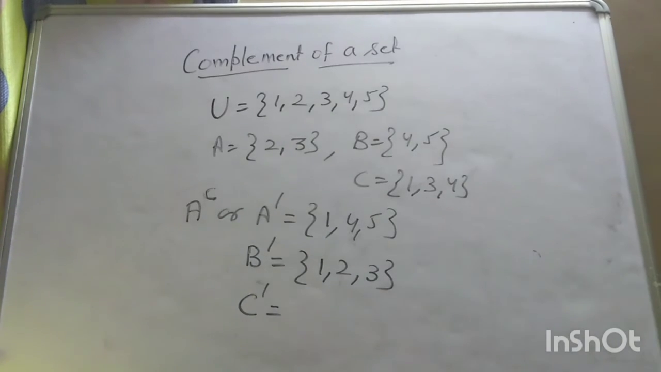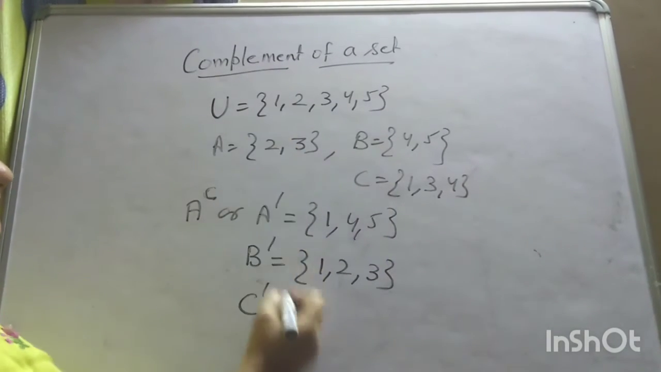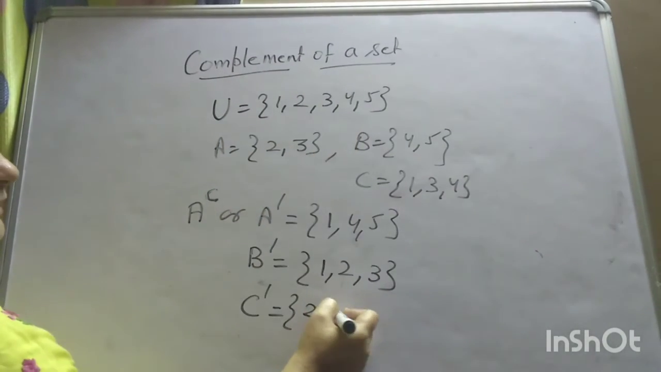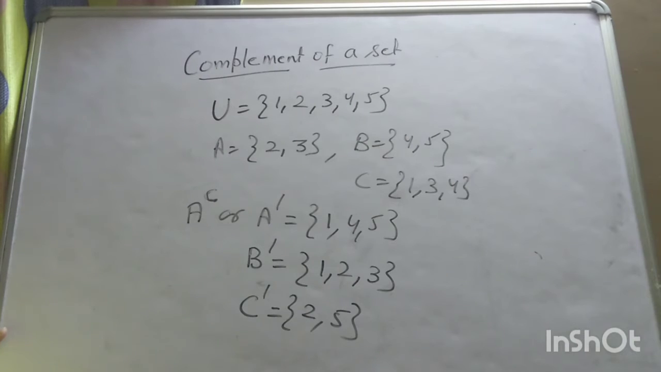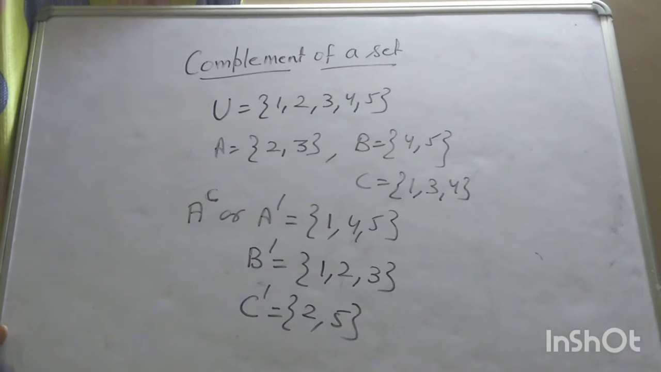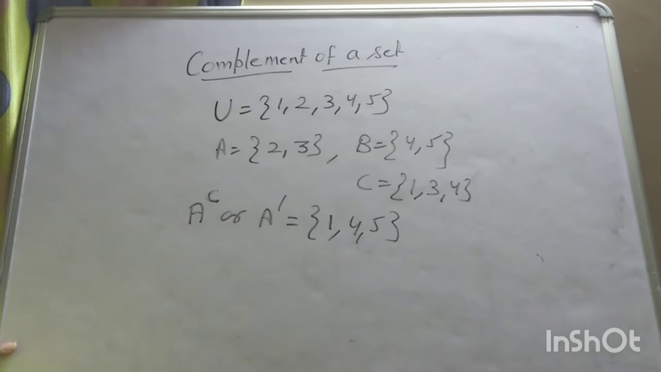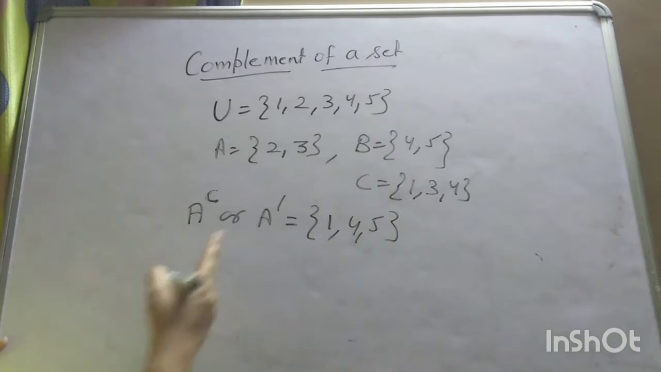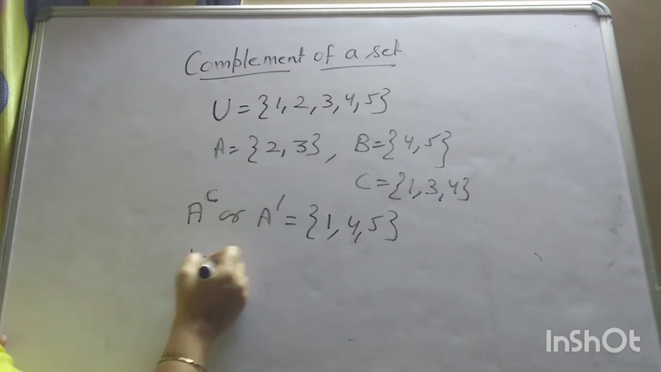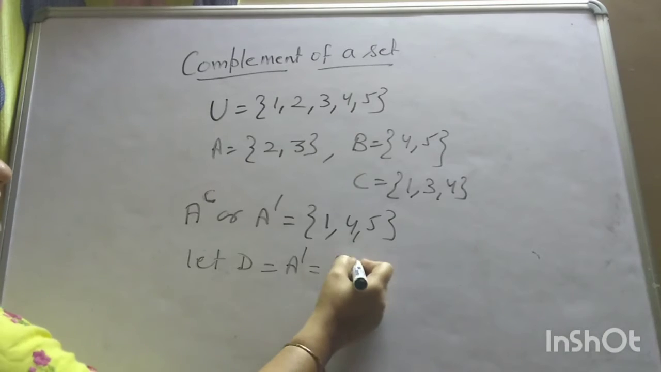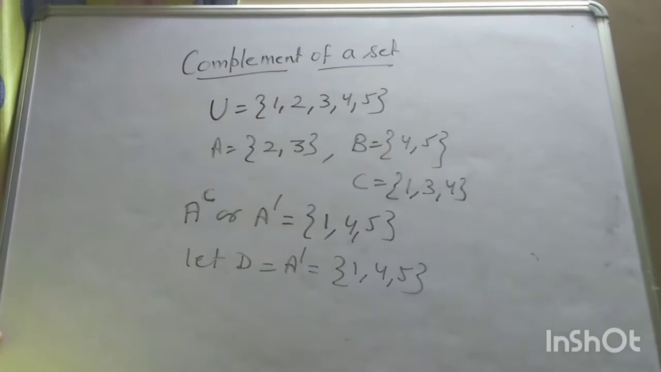Now C complement. It means C complement is {2, 5}. Now here we have A complement is {1, 4, 5}. Now let B be equal to A dash, that is {1, 4, 5}.